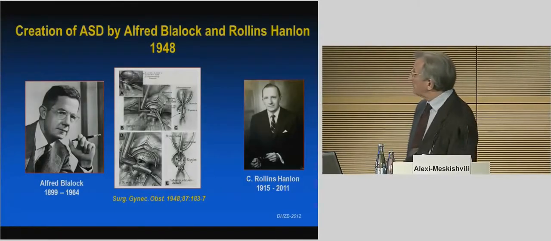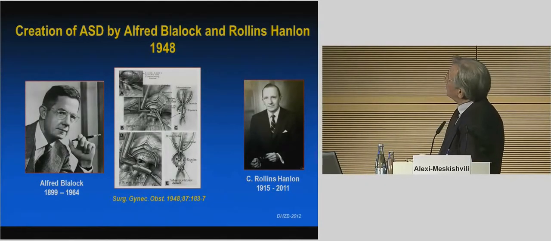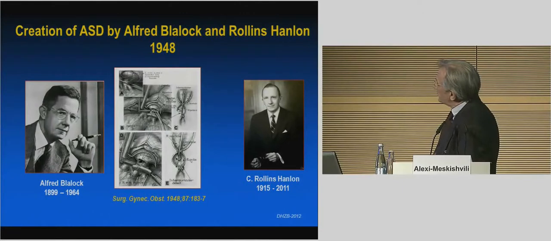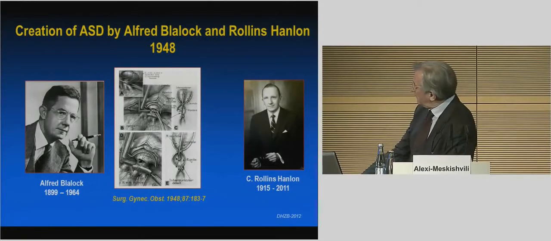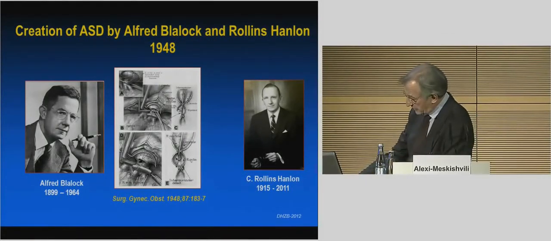The first Blalock-Hanlon operation was proposed and performed for the first time in 1948 by Alfred Blalock on a patient of Hanlon. This is the original illustration from the original publication by Hanlon about this operation. You know, this operation means that the atrial septum was resected through a special maneuver through the intra-atrial groove, and it helped the patients to have better mixing of arterial and venous blood, and they survived for the next step of the surgery.